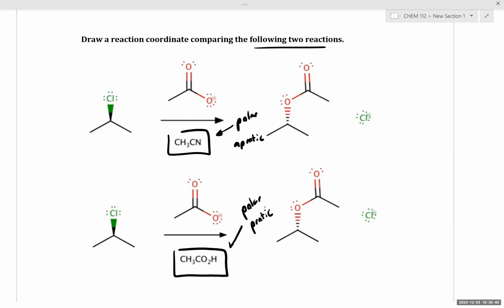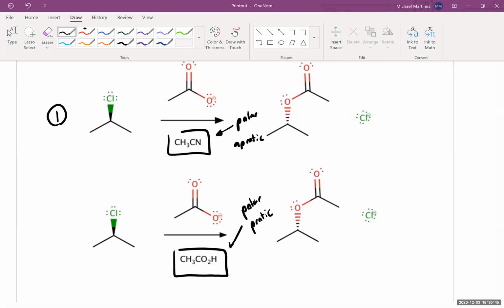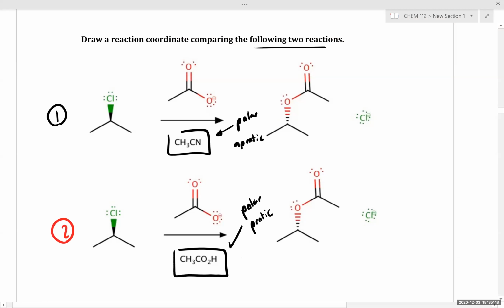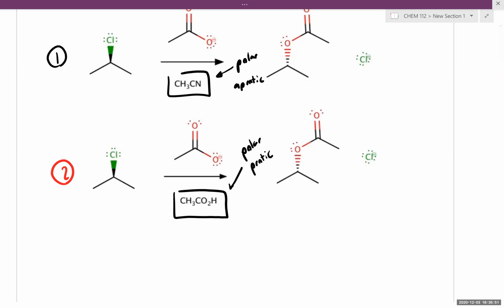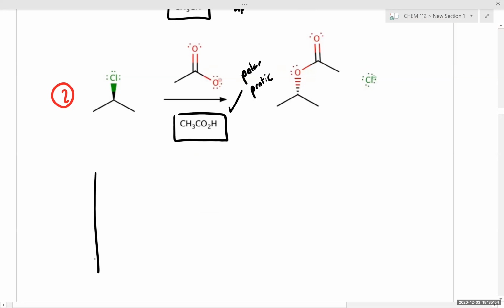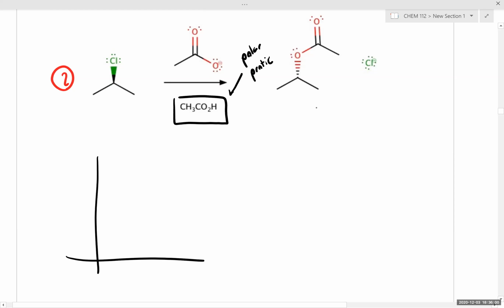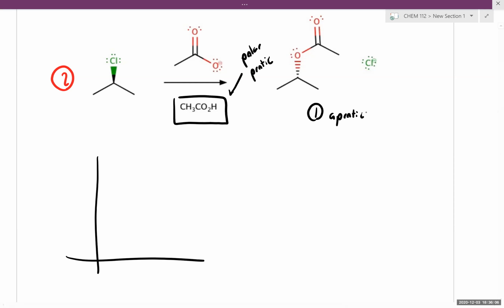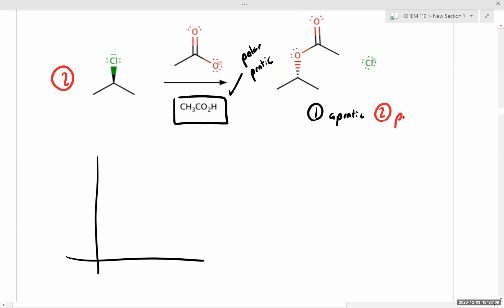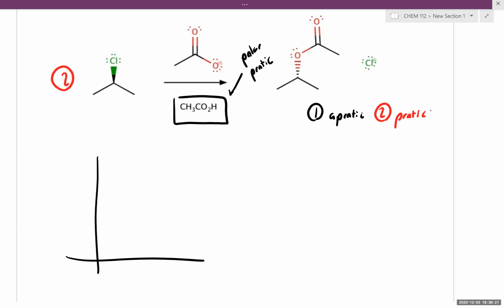So then, if we're drawing our reaction coordinates, I'll label this top pathway 1 and the bottom pathway 2 in red. So then, let's draw our reaction pathways. Starting off, what is the critical distinction between pathway 1, which is dealing with an aprotic solvent, versus pathway 2 that deals with a protic solvent? What is the main difference for an SN2 reaction when we compare aprotic and protic solvents? What do we need to reflect in our reaction coordinate?